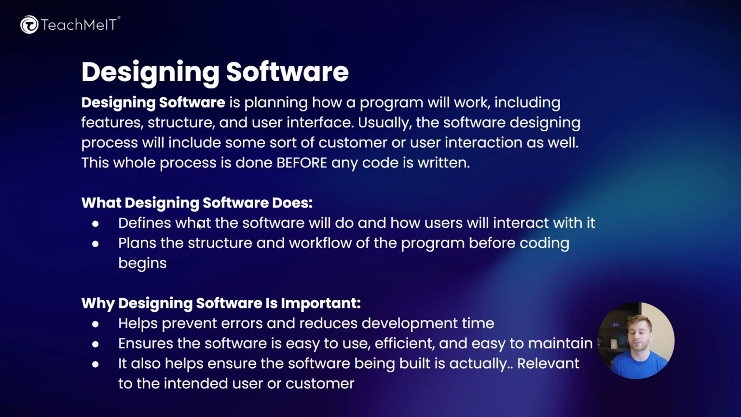So here's what designing software helps us do. It defines what software will actually do and how users intend to interact with it. It also helps plan the structure and the workflow of the program before we actually code. So it provides us a structure, a way of understanding the bigger picture and how things should flow. Designing software is important because it helps us prevent errors and it also reduces our development time. Because designing software focuses on making sure that everyone involved, the software developers, the project managers, the customers, or the users are all aligned, it helps reduce development time and rework. It also ensures that software is easy to use, that it's efficient, and ideally that it's relatively easy to maintain.